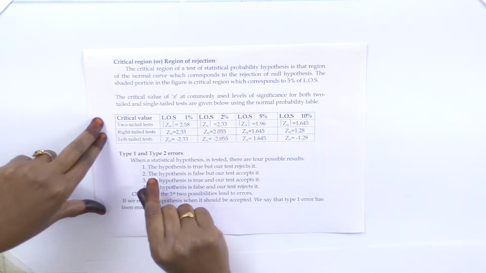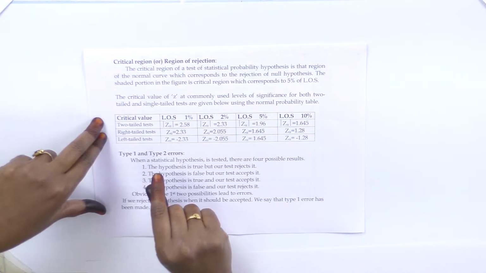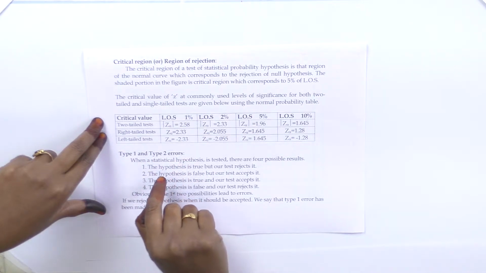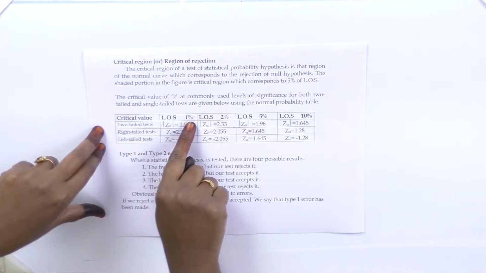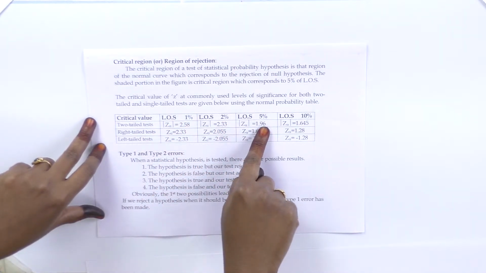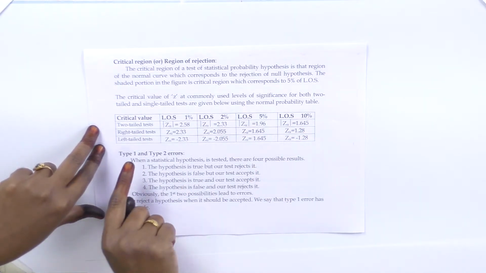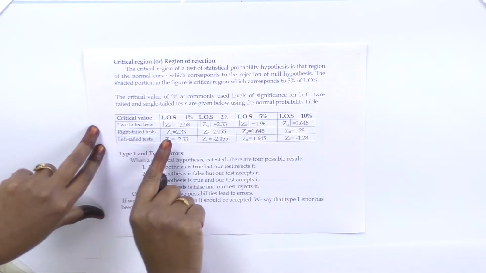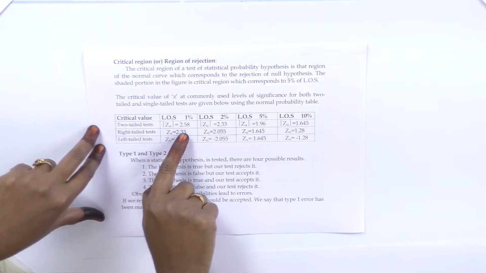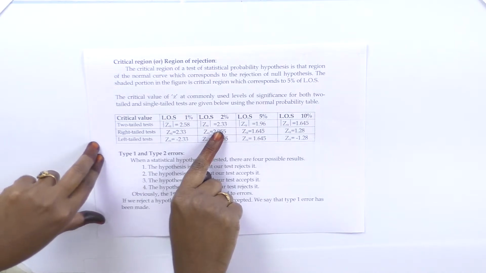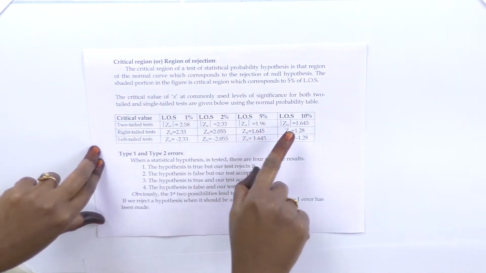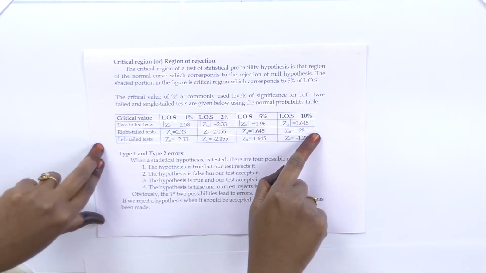For calculating the two-tail test, the right-tail test or left-tail test, for the level of significance 5% or 1%, we are going to use this standard probability table. That is the critical value for the 1% level, 2% level, 5% level and 10% level given here. Two-tail test, that is modulus of Z alpha, equals 2.58 at the 1% level, 2.33 at the 2% level, 1.96 at the 5% level, 1.645 at the 10% level.